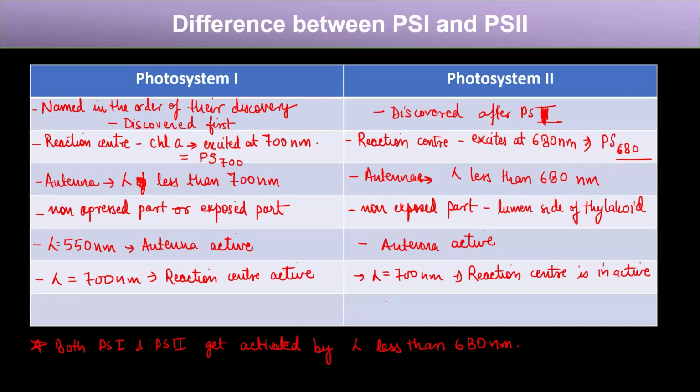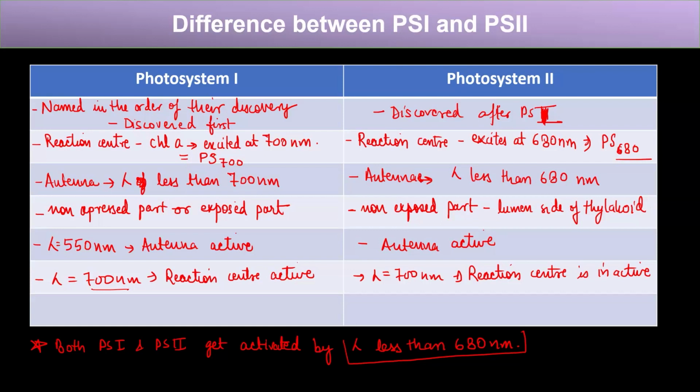Okay, so these are certain scenarios by which you can understand in what situation photosystem 1 and photosystem 2 will be active. The important point is if you give a light of wavelength less than 680 nm, both photosystem 1 and 2 will be active. But if you give a light of wavelength 700 nm, only photosystem 1 will be active. Okay, and now the question is, how do we know?